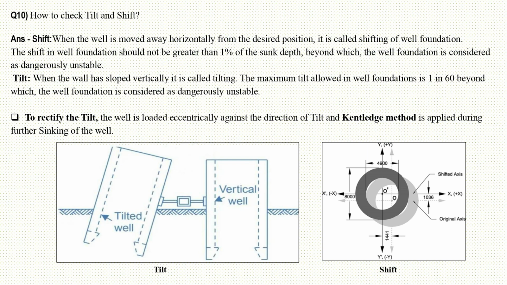Tilt. When the well has sloped vertically, it is called tilting. The maximum tilt allowed in well foundations is 1 in 60, beyond which the well foundation is considered as dangerously unstable. To rectify the tilt, the well is loaded eccentrically against the direction of tilt and kentledge method is applied during further sinking of the well.